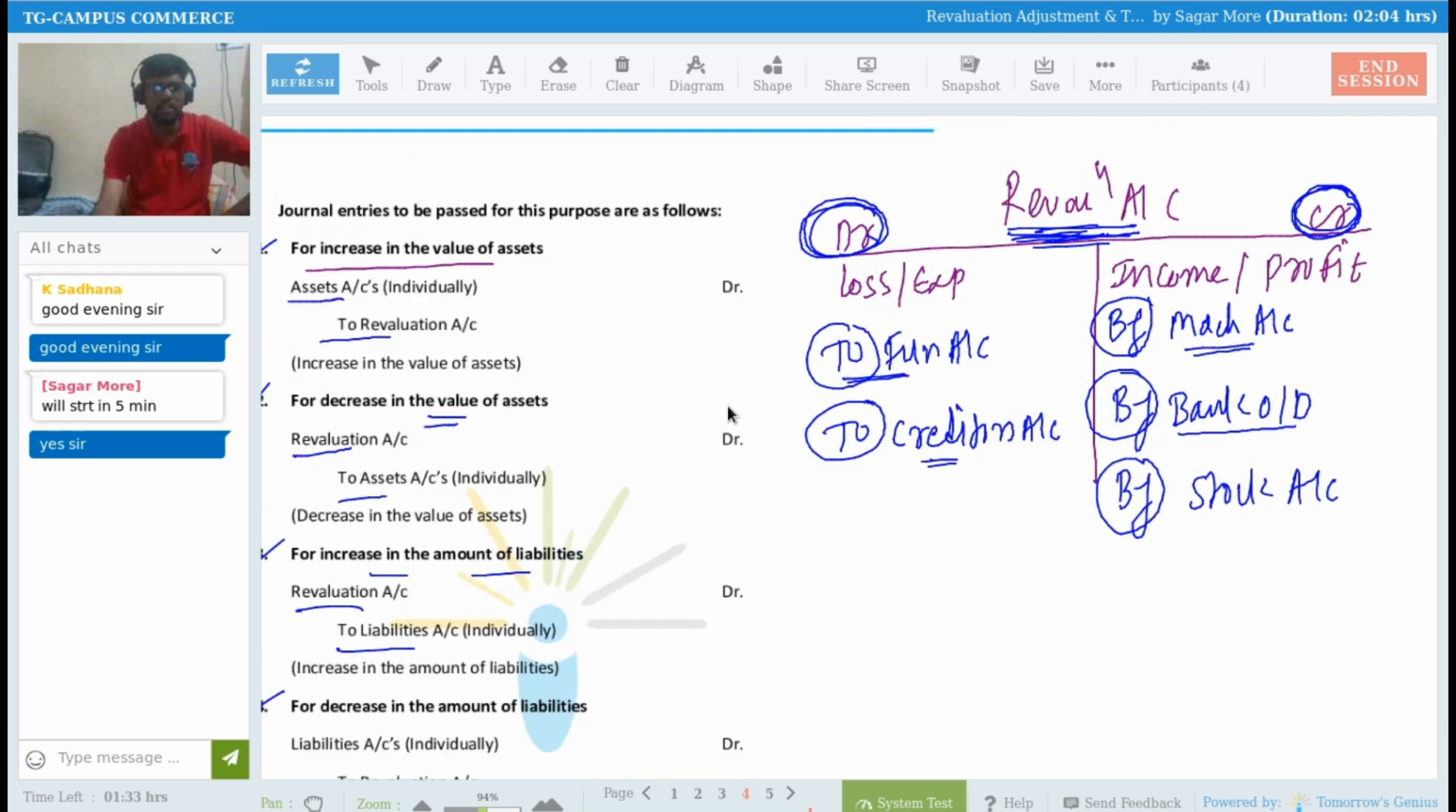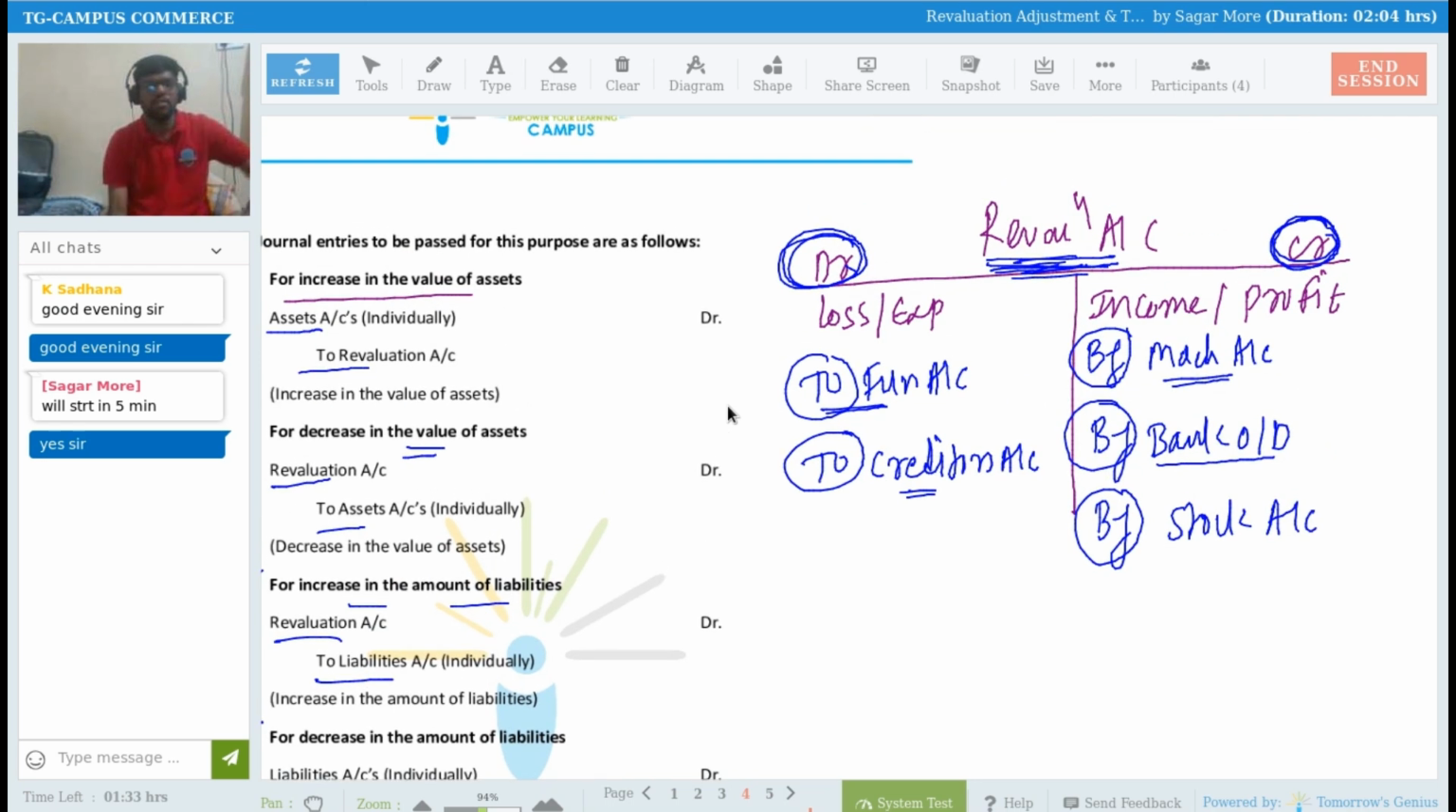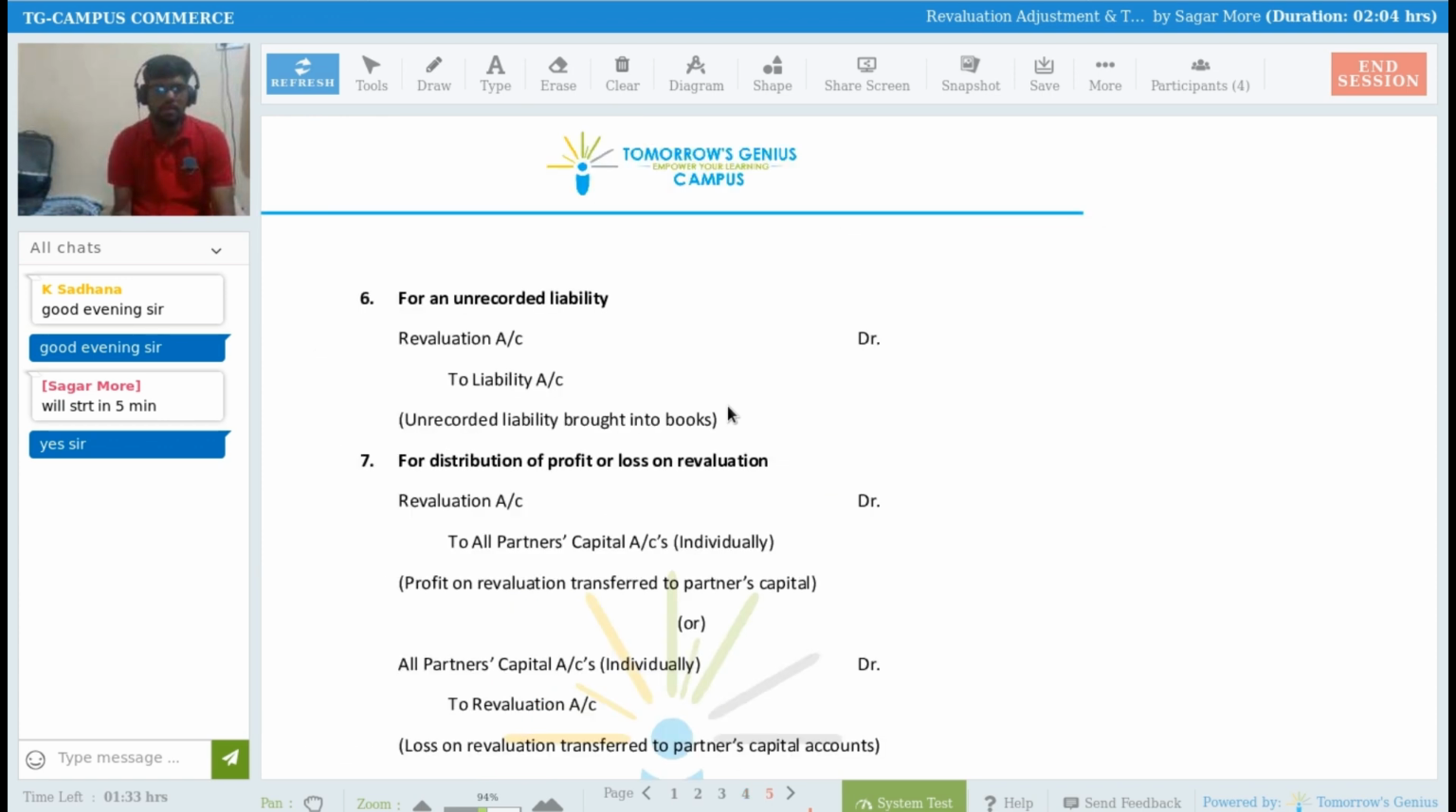Any doubt, any confusion in these journal entries? The journal entries are based on your revaluation account. Simple debit credit you have to see, and you have to develop a journal entry, right? Sadhana, Parsarthi, Dhanushri, any doubt in this? Okay, Dhanushri. Okay, Parsarthi. Yes, Sadhana, any doubt? Okay, so I'm moving further.